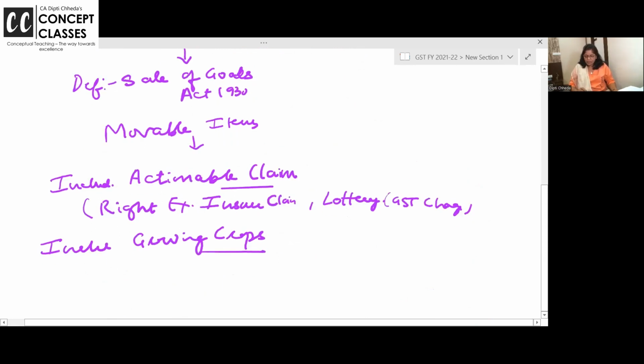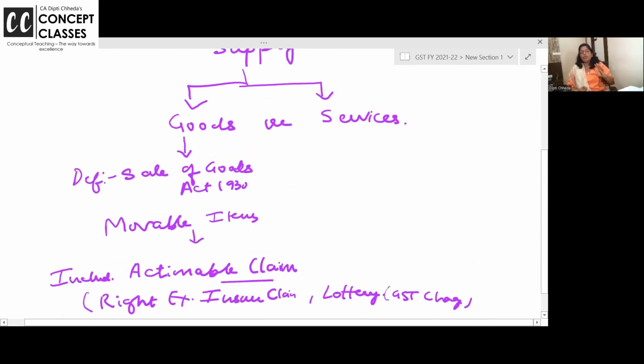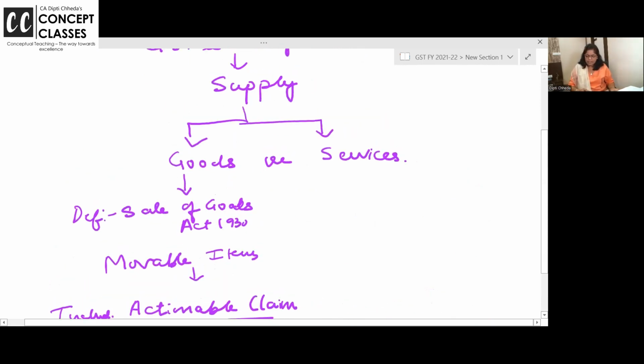You can't say, ma'am, growing crops are attached to land, so they are immovable. But then they are going to be sold, no? They are going to be cut down and made movable. So yes. And then services. Supply of services. You all know what services are. You're rendering services of teaching, of saloon, or warranty, guarantee, any kind of services.